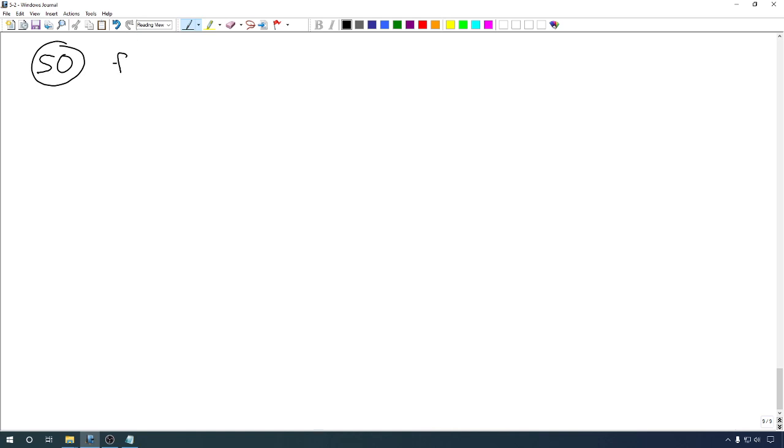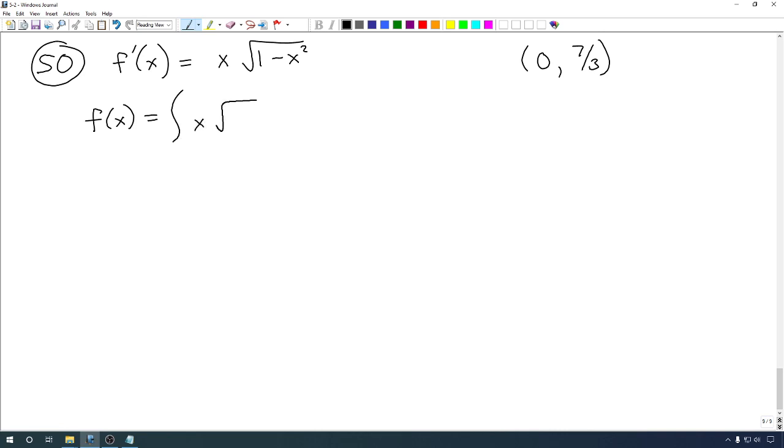So they're giving us the derivative of the function, f prime of x is equal to x times the square root of 1 minus x squared. This is our derivative of the function. And we know that the function has to pass through the point 0, 3/7. So that means our function, f of x, is going to be the integral of this, plus c at the end. But the actual integral is going to have to be done through a substitution.